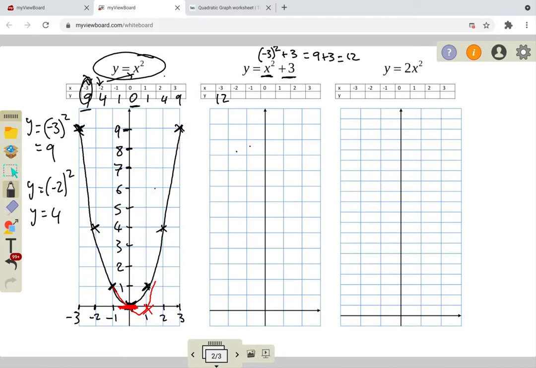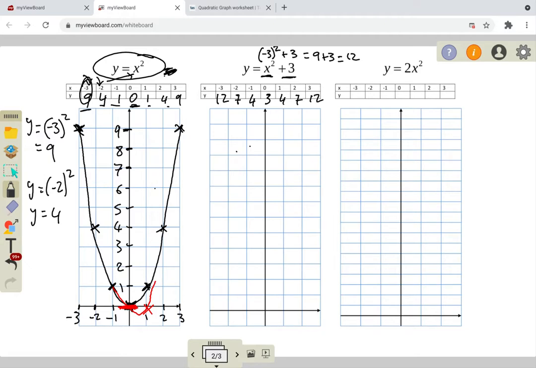Now I've already got the values for x squared in this table. So I'm just going to add 3 to all of these values. Minus 2 squared is 4, plus 3 is 7. Minus 1 squared is 1, plus 3 is 4. 0 plus 3, 3. 1 squared plus 3 is 4. 2 squared plus 3, 7. 3 squared plus 3, 12.